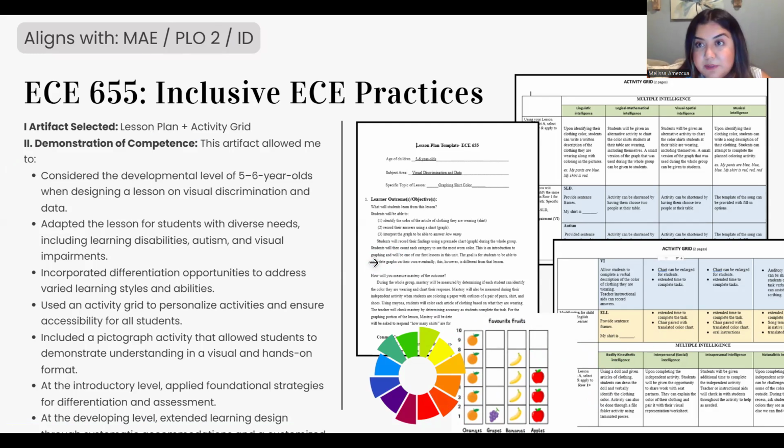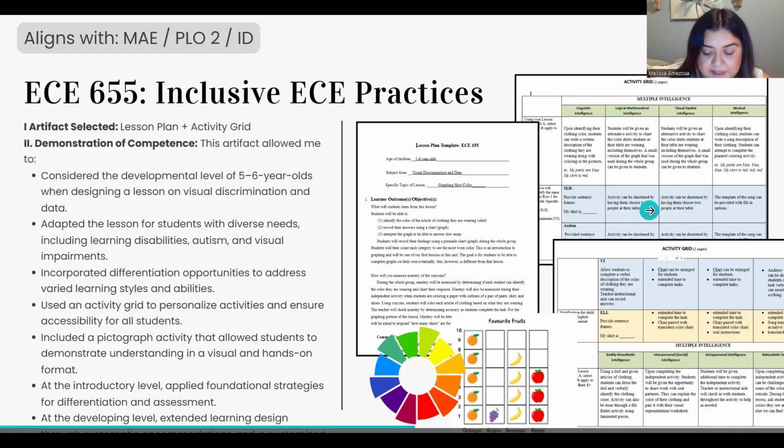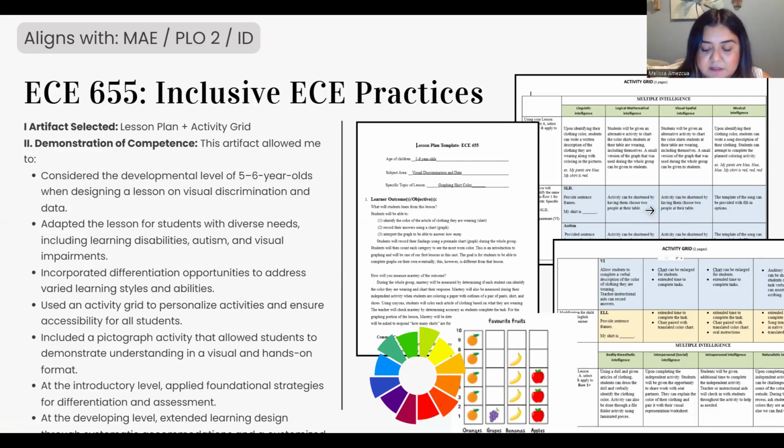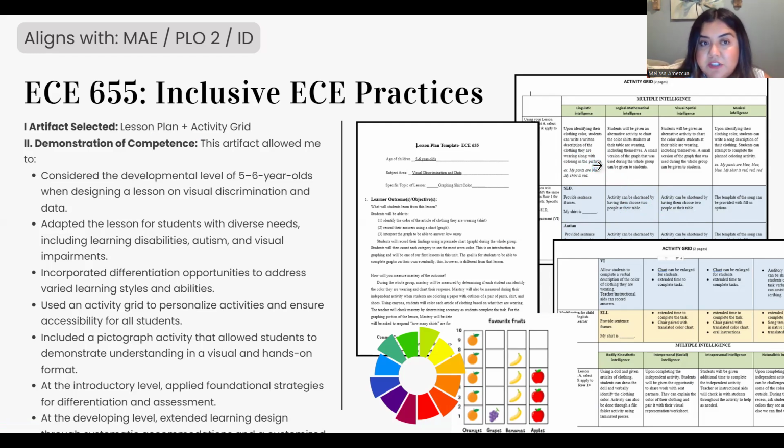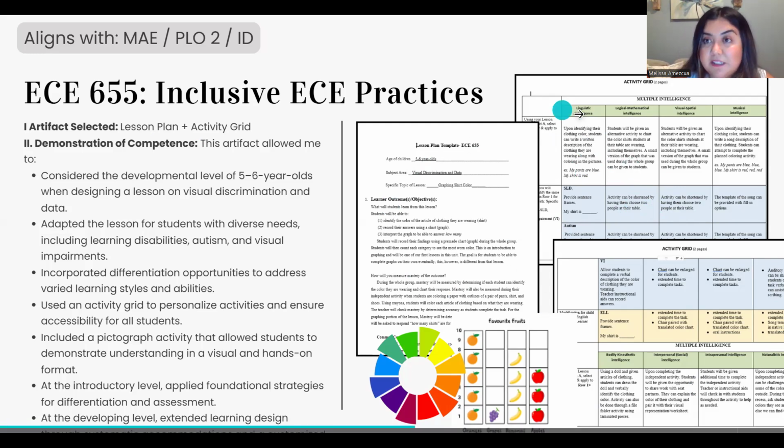After I created the lesson, I took it another step further, which was completing an activity grid that further adapted the lesson for students with specific needs that included learning disabilities, autism, or visual impairments, and also English language learners. So it really broke down how I would differentiate the lesson for each of these students. Again, it was at an introductory level because I did begin by writing the lesson a little bit more general. I did include accommodations there, but then I further developed the lesson in the second part where I individualized it a little bit more.